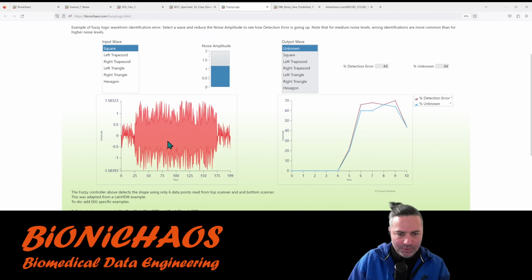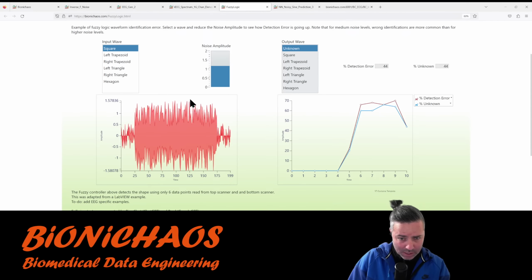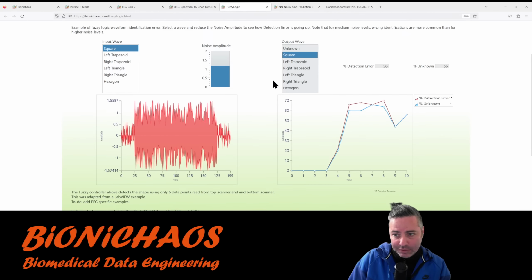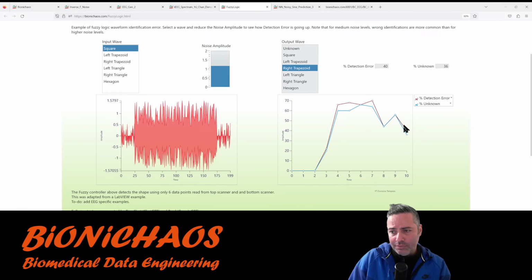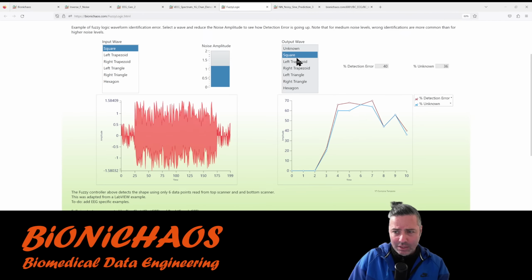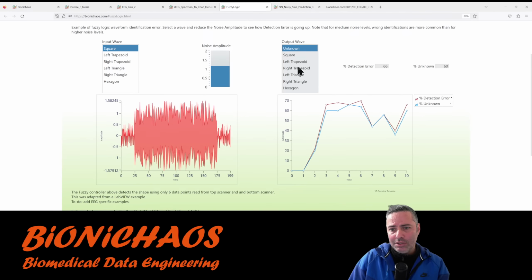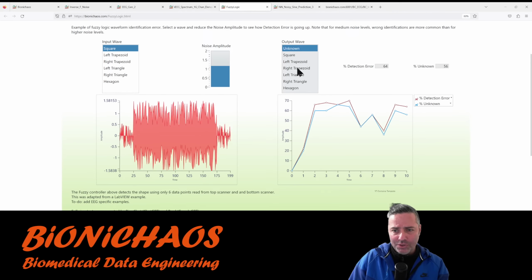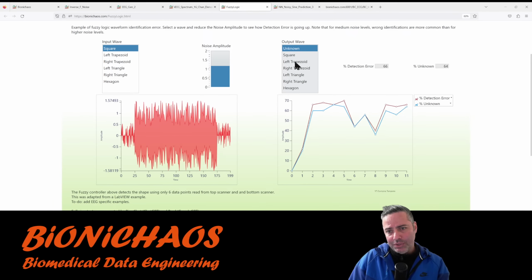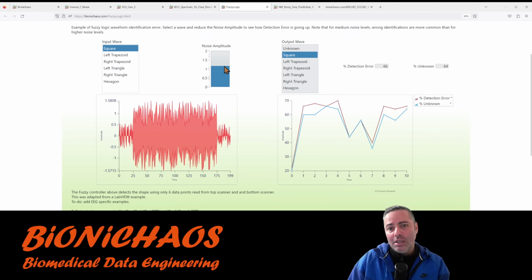To you, it still looks like a square. Or maybe it is, maybe it isn't, because you also know what it is. But the algorithm makes lots of detection errors, where it says it's actually something else. You see, it sometimes says it's a right trapezoid for whatever reason. So it sometimes confuses this signal signature for something else.